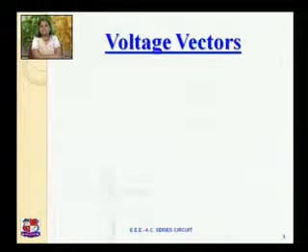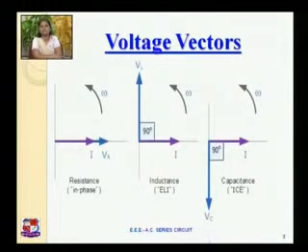Now this is the representation of voltage vectors as shown in the figure. In the first diagram we see that voltage and current are both in phase, meaning the voltage vector and current vector are in phase, and the phase difference between these two is 0. So this indicates the representation of a purely resistive circuit. So the phase difference is 0.